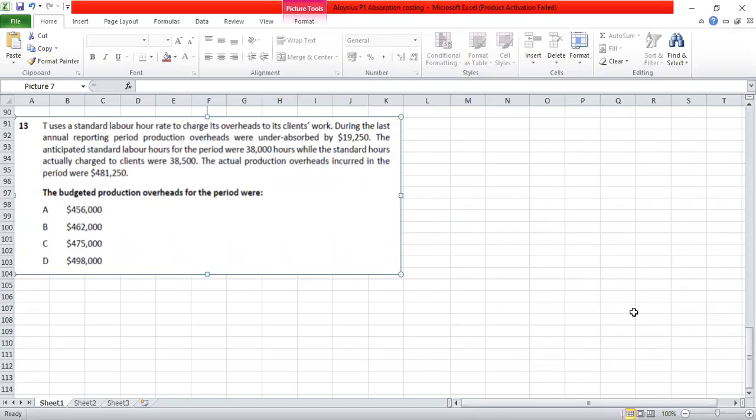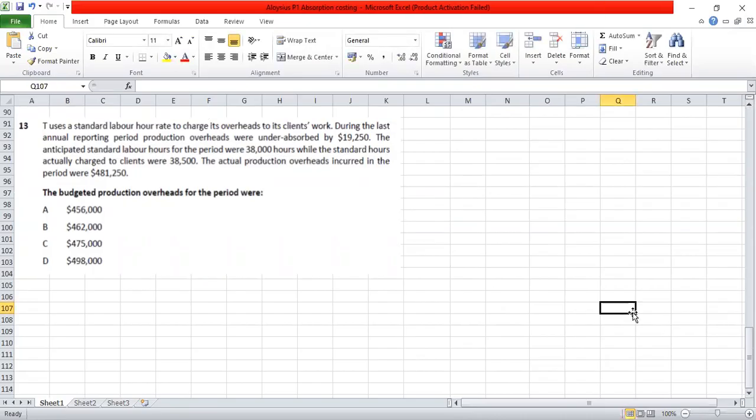Question number 13 says T uses a standard labor rate to charge its overhead to its clients' work. During the last annual reporting period, production overheads were under absorbed by 19,250. The anticipated standard labor hours for the period were 38,000 hours, while the standard hours actually charged to clients were 38,500. The actual production overheads incurred in the period were 481,250. The budgeted production overheads for the period were?